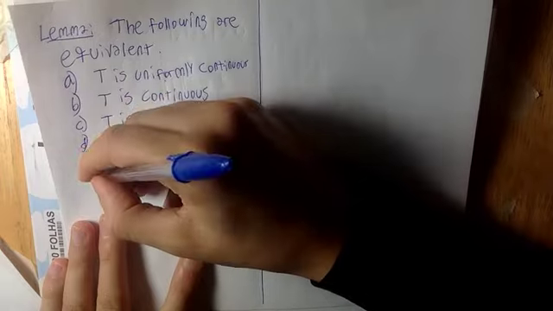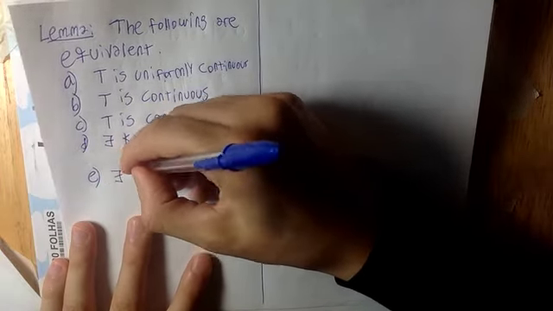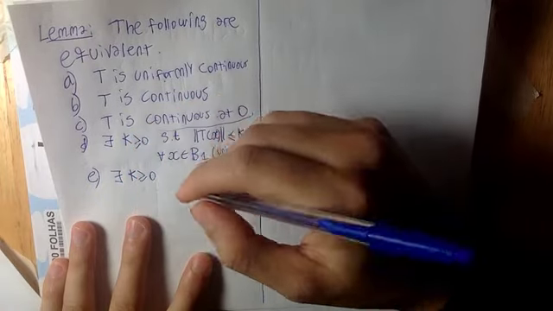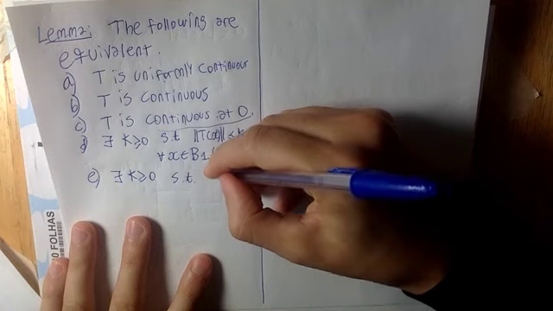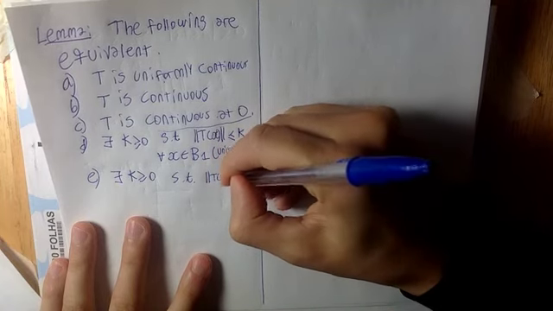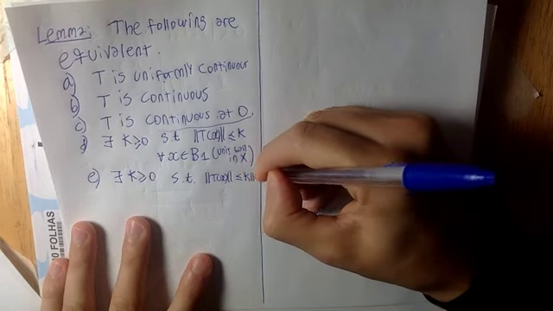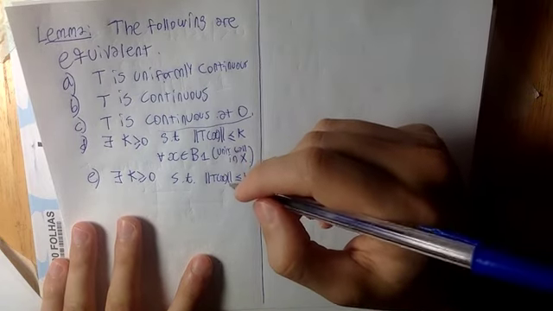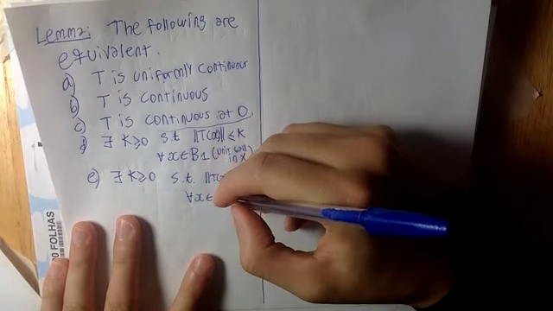And E, there exists a k bigger or equal than 0 such that the norm of T of x is less or equal than k times the norm of x, for every x in X.